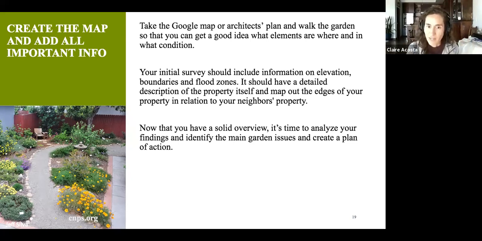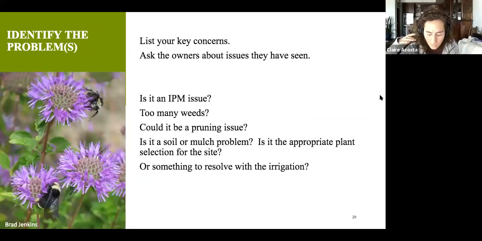And then you analyze your findings and identify the main issues, listing your main concerns. You should have had that with your garden assessment. If you're noting which is the priority, which is the main issue, you should be prioritizing as you go. Is it a pest issue? Is it too many weeds? Could this be a pruning issue? Is it overplanting? Going through the checklist, something should pop out to you as the problem, or the client will tell you. They'll say, this is my main issue. So it should be pretty obvious.